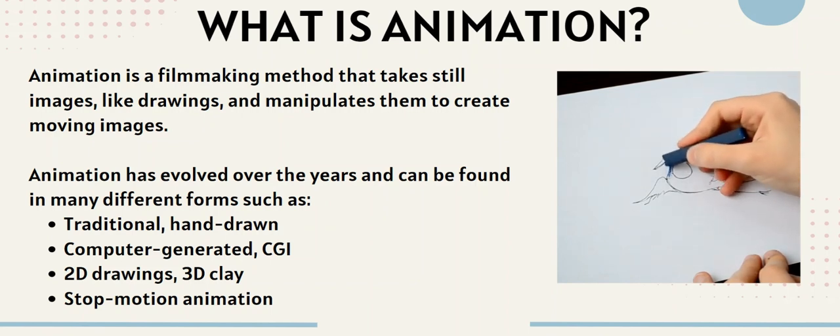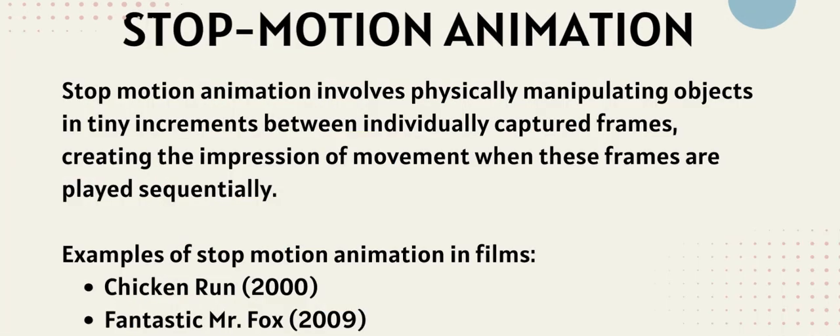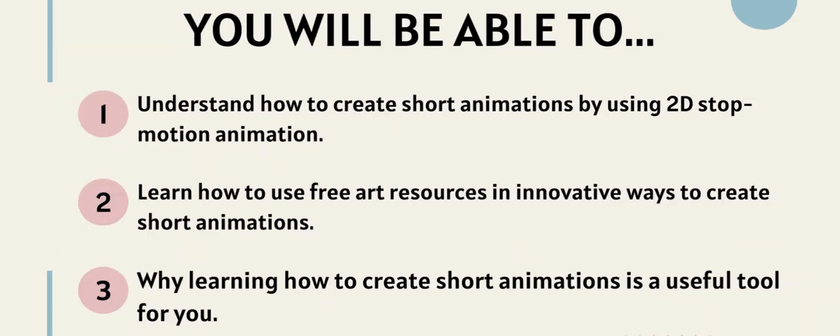For this lesson, we will be focusing on stop-motion animation. But what is stop-motion animation? Stop-motion animation is when we manipulate objects in tiny increments between individually captured frames to create the illusion of movement when these frames are played in order. Some examples of stop-motion animation in films would be 2000's Chicken Run and 2009's Fantastic Mr. Fox.